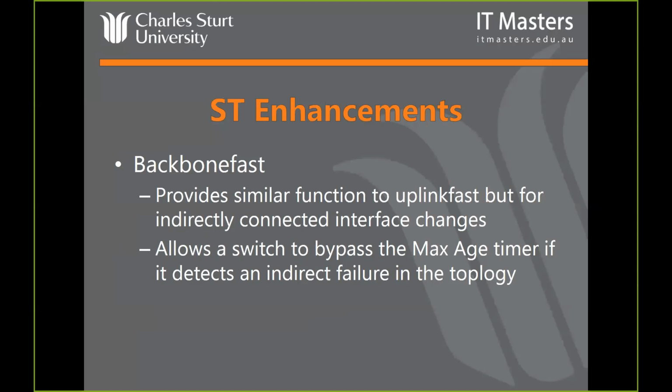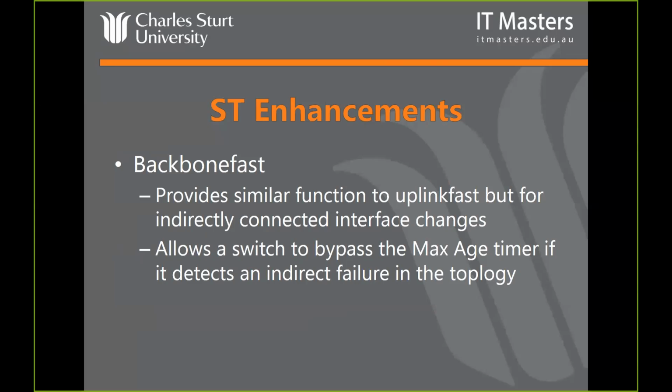And then there's backbone fast, which is similar to uplink fast, but it's used for indirectly connected interfaces. So in other words, switches that are downstream. If we enable backbone fast, what this basically does is allow any switches with backbone fast configured on them to bypass that max age timer. So if a topology change notification comes around and they detect that there's an indirect failure, so in other words, a failure on a port that's not connected to that switch, then it will allow that backup link to come up straight away.